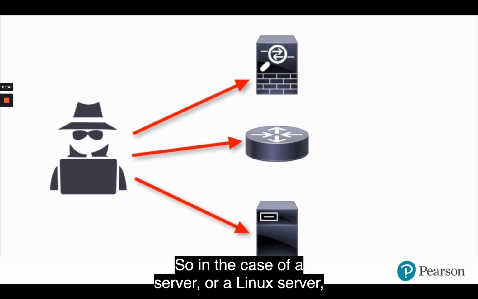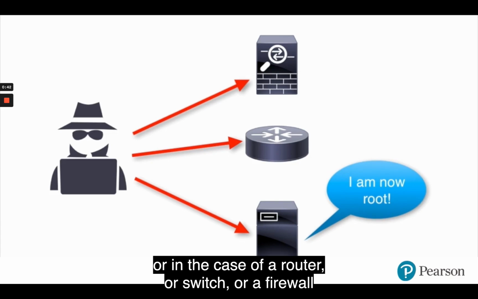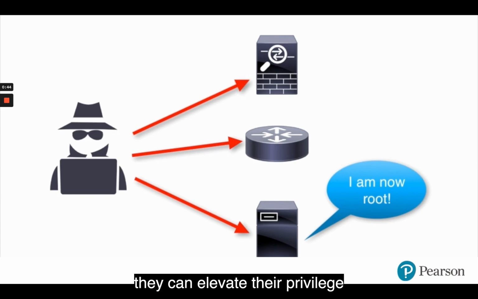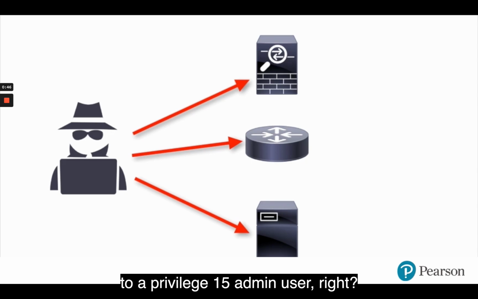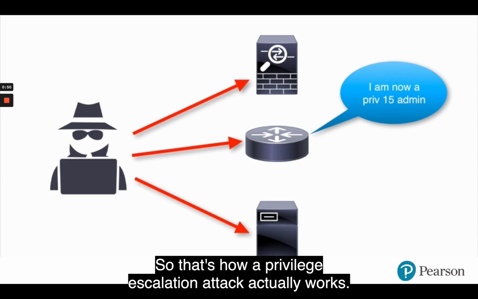So in the case of a server or a Linux server, they can elevate their privilege to root, or in the case of a router or a switch or a firewall, they can elevate their privilege to a privilege 15 admin user, right? So that's how a privilege escalation attack actually works.